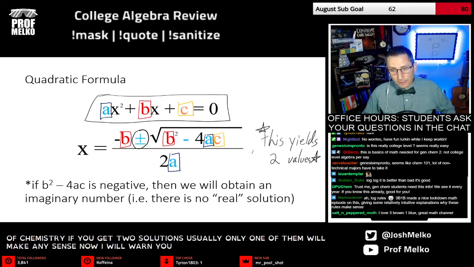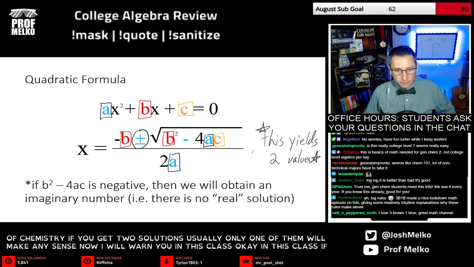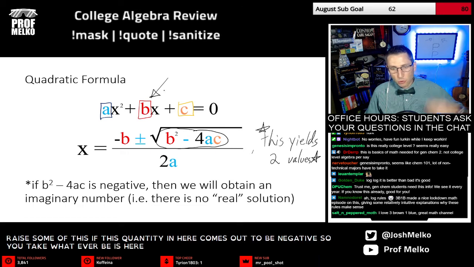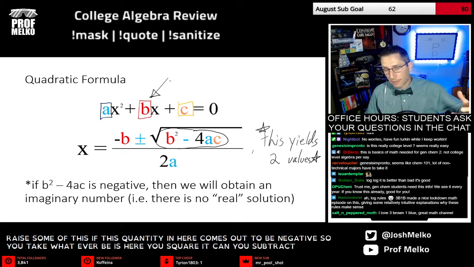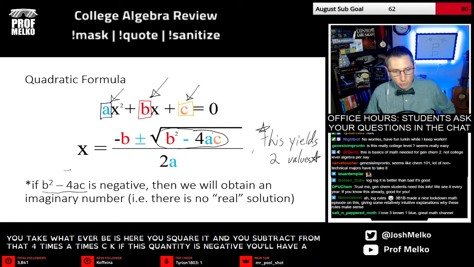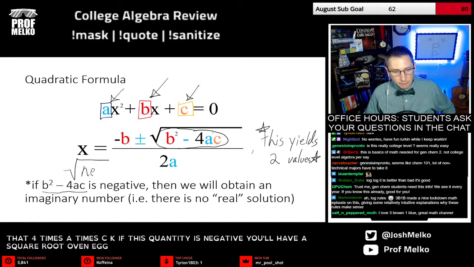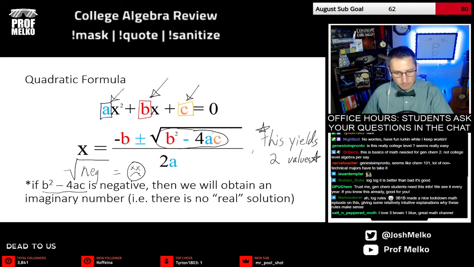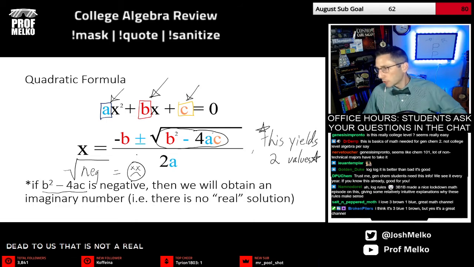Now, I will warn you, in this class, if this quantity in here comes out to be negative, so you take whatever b is here, you square it, and you subtract from that 4 times a times c, okay? If this quantity is negative, you'll have a square root of a negative number. And a square root of a negative number in this class is dead to us. Okay, that is not a real solution. It is not a real number.